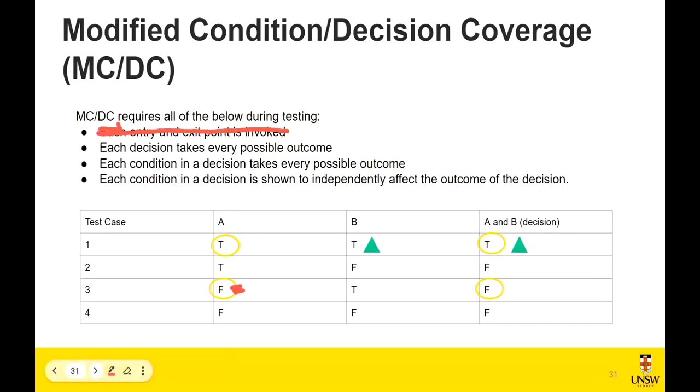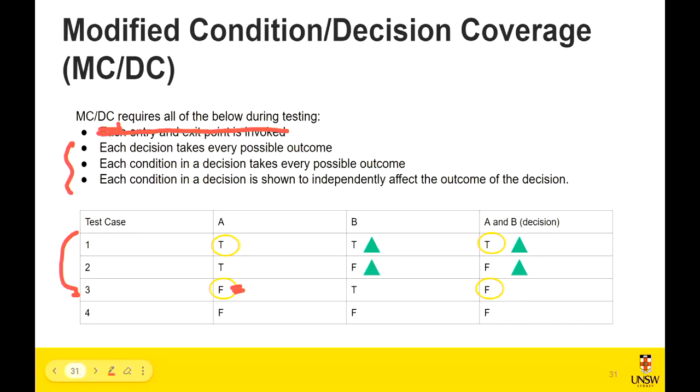What we also need to do is show that B could also independently affect the outcome of the decision. So we can see when B is true, the entire decision is true. We can also see when B is false, the entire decision is false. As you can see, in order to satisfy all these 3 conditions, we only need the first 3 test cases.